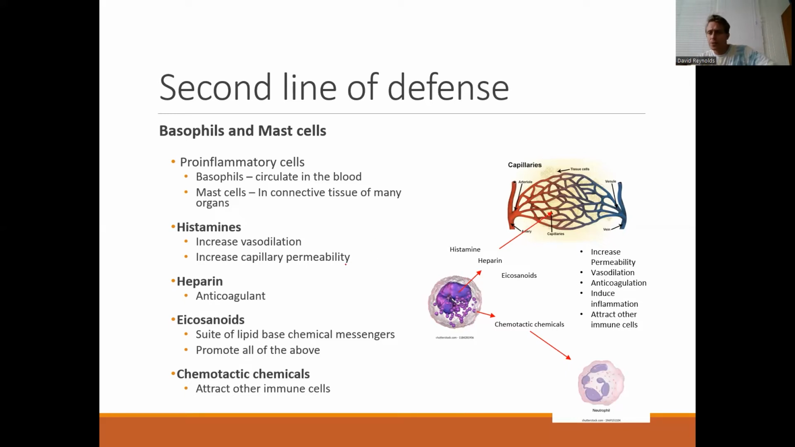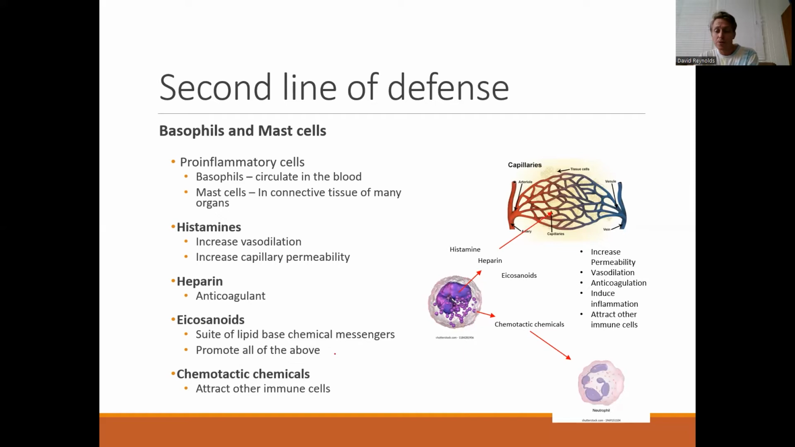We also have heparin, which is an anticoagulant. So we're going to make sure that blood is not being slowed down because of coagulation, again, increasing blood flow to the area. We also have a suite of molecules called eicosanoids, which are lipid-based molecules. A lot of these other ones, heparin and histamine, are protein-based. Eicosanoids are more lipid-based, but they do essentially the same thing. There's a whole bunch of eicosanoids. We're still discovering more all the time. And again, pretty much the same idea: they're going to be anticoagulants or increase capillary permeability or vasodilation.